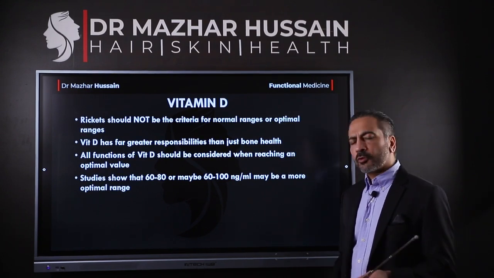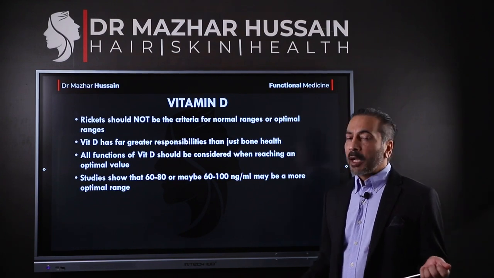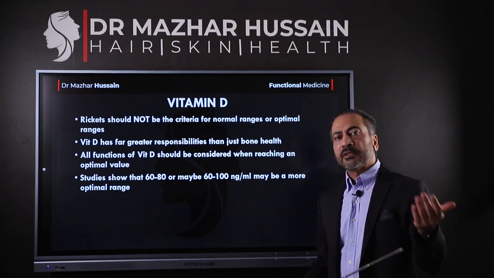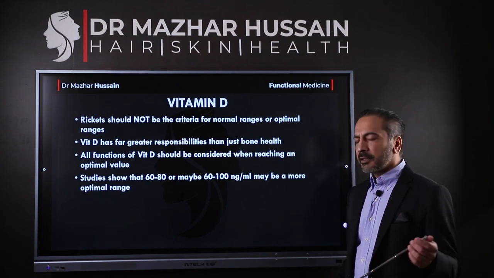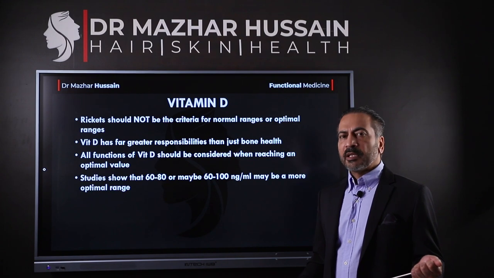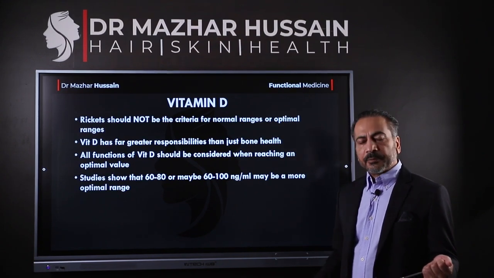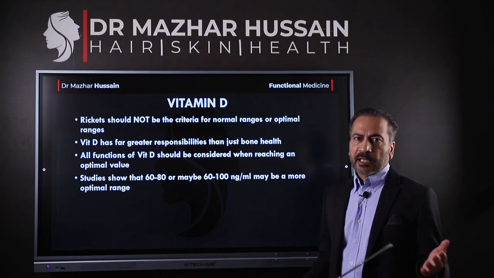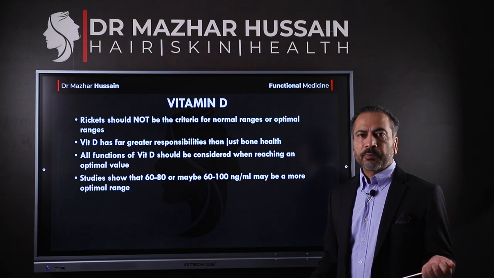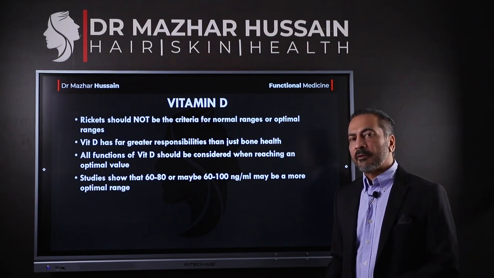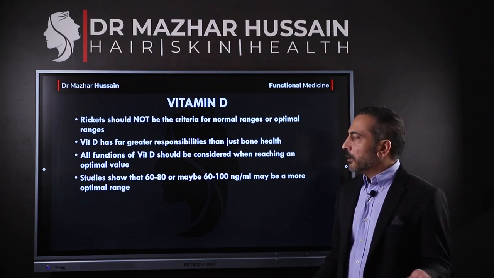There are studies that show 60 to 80 nanograms per milliliter is more appropriate, maybe, if we consider all the other functions of vitamin D. And there are even studies where patients should be maybe at 60 to 100 nanograms per milliliter. If you're having vitamin D resistance, just like you can have insulin resistance, in some patients, in some autoimmune patients, you might even want to have vitamin D levels that are much, much higher than this.